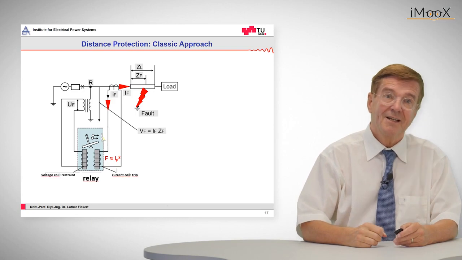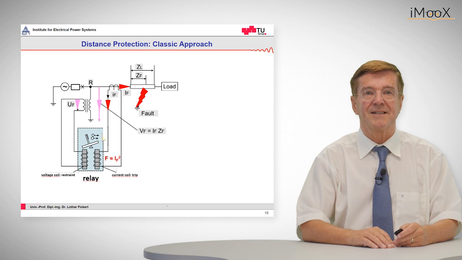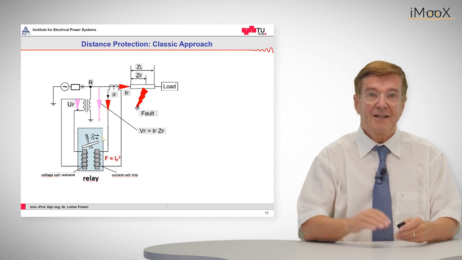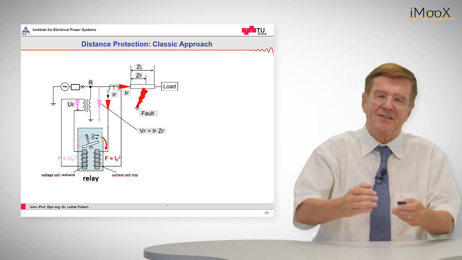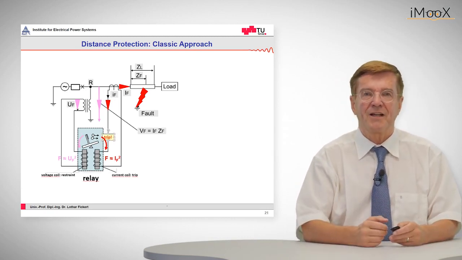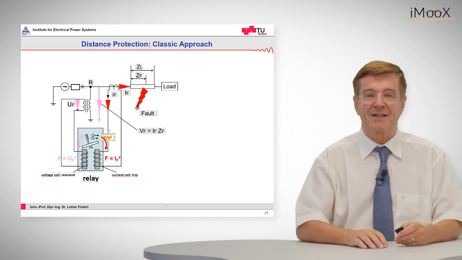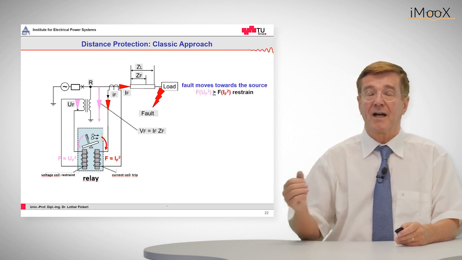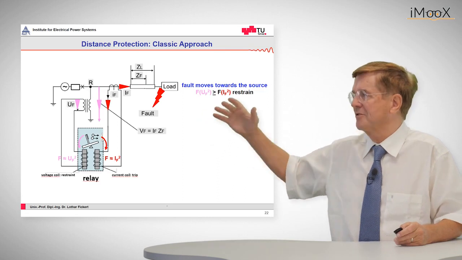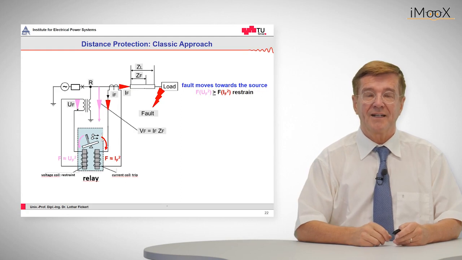On the other hand, we have a residual voltage, which magnetizes the restraint coil, the voltage coil, and these two forces act either to the right or to the left side. And if we have one point where they are equal, the trip force is strong and we activate a trip. Now, if we have a fault or a high impedance at the far end or behind this line, the restraint forces are higher than the trip forces, the current forces.